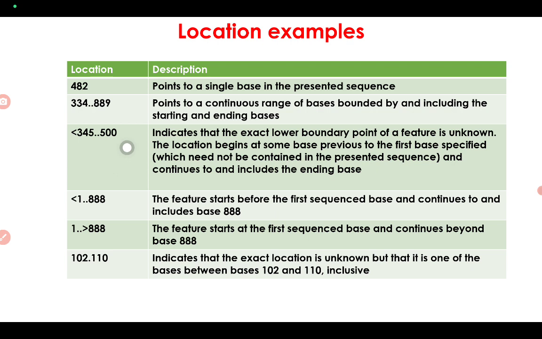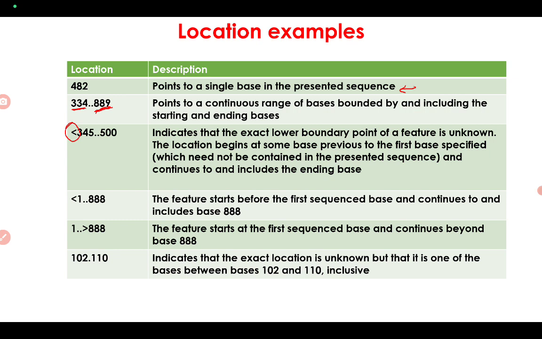Before going towards this hands-on session, we have to first see what is the meaning of location item. For example, if a single number is given, it means it points to a single base, here it is starting and here it is ending. When two dots are given, for example it is starting at 334 and ending at 889, it means a continuous range of base pairs is included, and the region that lies between start and end consists of a coding region or maybe a non-coding region.